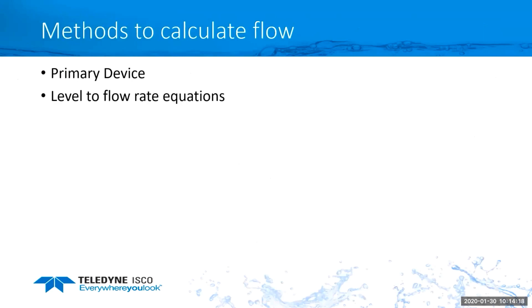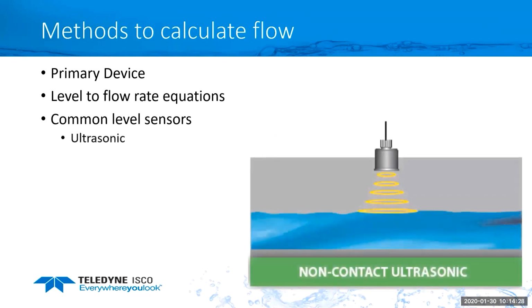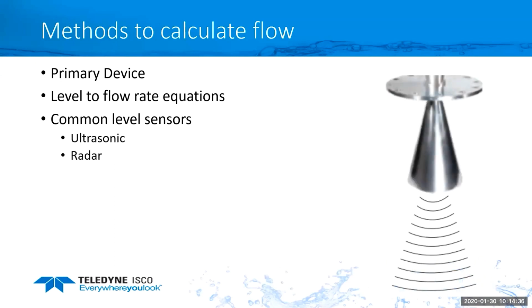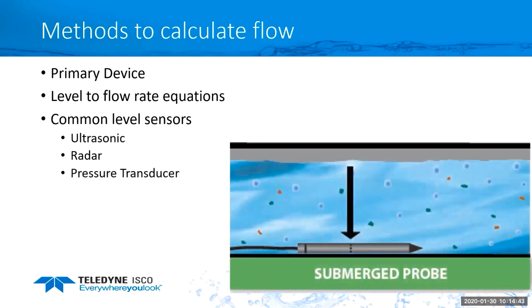So calculating flow with the primary device requires a level to flow equation. There are common level sensors that are used with the weirs and flumes. You can use an ultrasonic sensor, which is non-contact, mounted above your flow stream, so you don't have to worry about debris getting caught in the sensor. There are radar level sensors that also mount above your flow stream. Or you can use a pressure transducer. The pressure transducer is mounted on the bottom of your channel.